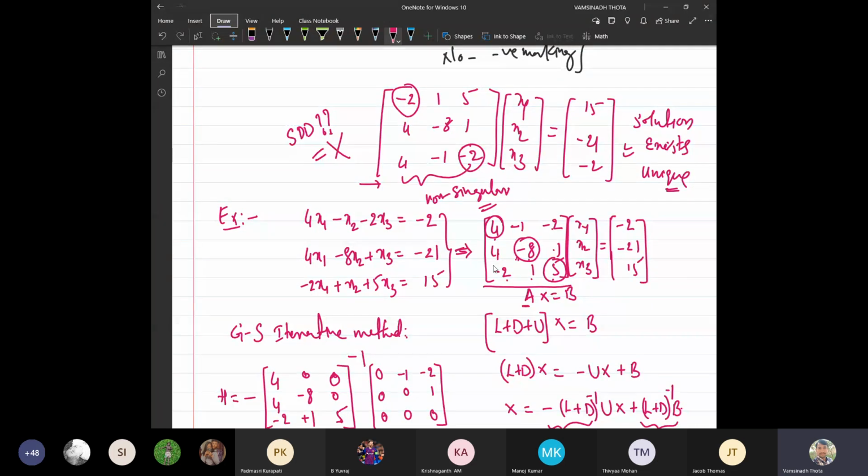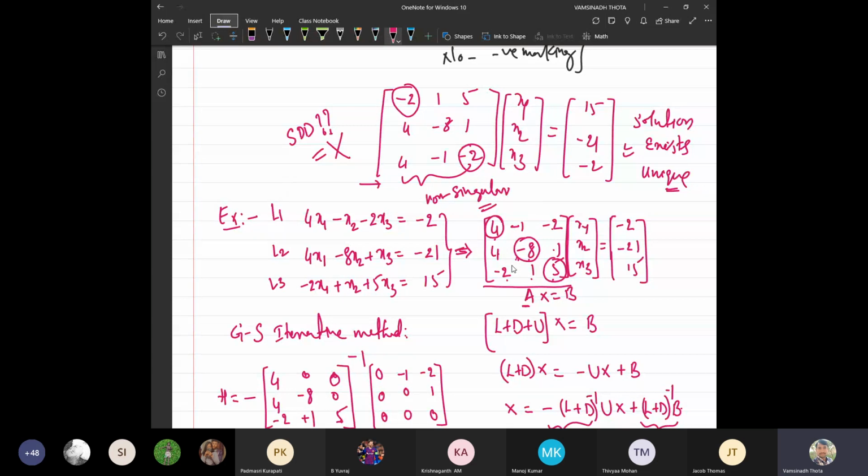We can try to rearrange the equations so that the coefficient matrix will be a strictly diagonally dominant matrix. For example, assume that this is equation 1, this is equation 2, and this is equation 3. In this order, the coefficient matrix is strictly diagonally dominant, and hence the Gauss-Jacobi and Gauss-Seidel iteration methods converge to the unique solution.